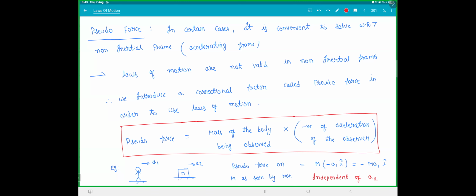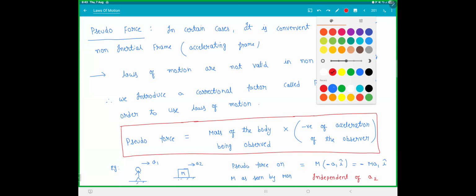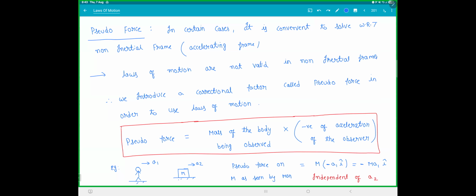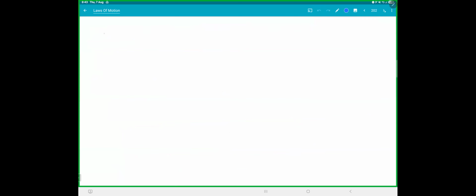Let me show you how to use this. But have a look at this, and you'll see why you're getting that m into minus sign and all that. We have actually taken Newton's second law and just rearranged the terms. So let's see an example. Let's take a scenario.